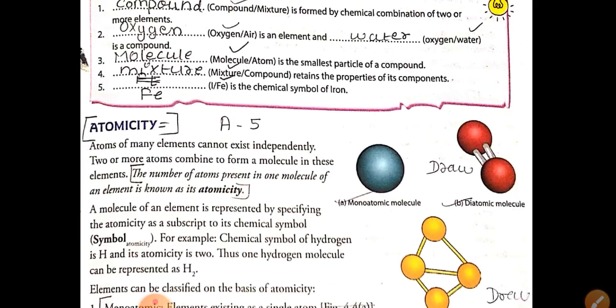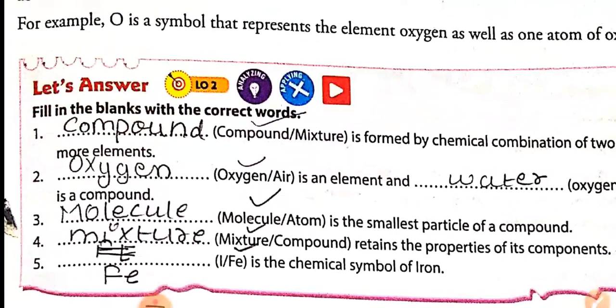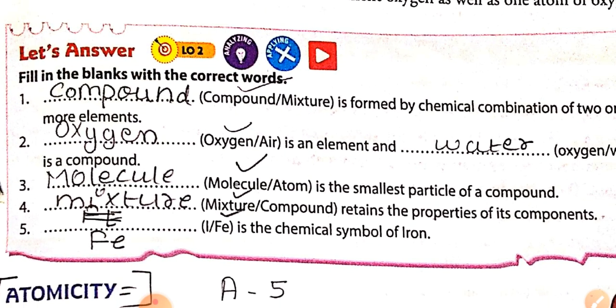First exercise, it is given on here. Compound is a mixture formed by chemical combination of two or more elements. Oxygen is an element and water is a compound. Molecule is the smallest particle of a compound. Mixture retains the property of the component. Fe is the chemical symbol of iron.